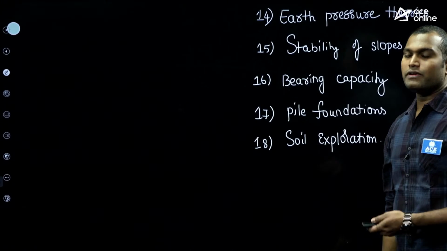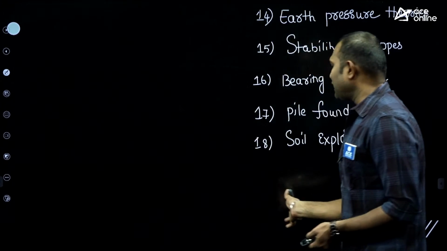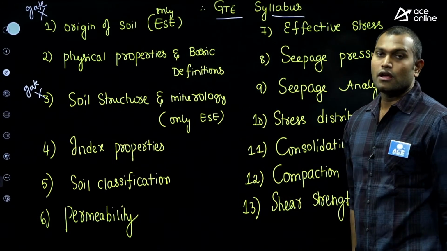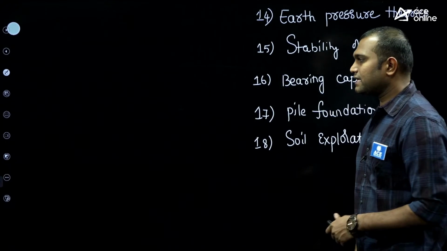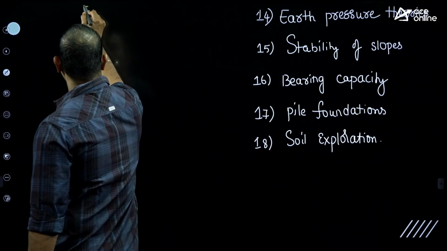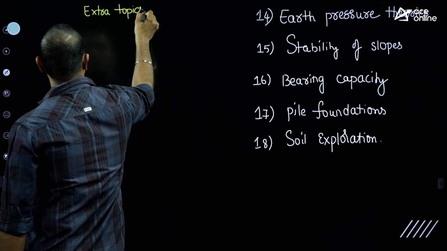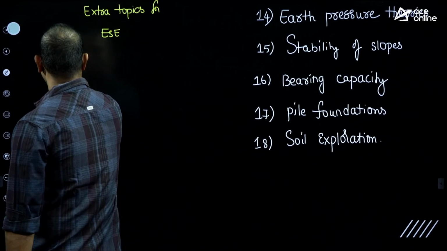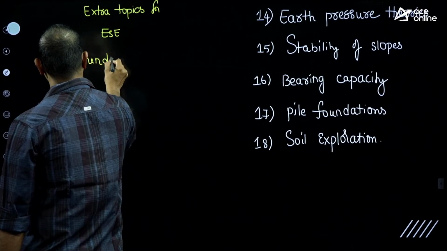If you observe, with respect to the GATE point of view, there are a total of 18 chapters, and in the 18 chapters also, the first chapter and third chapter are not included. But apart from this, there is some extra syllabus for the ESE examination also. In the case of the ESE, Engineering Service Examinations, extra topics start from chapter number 19.